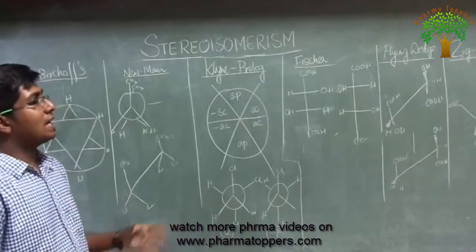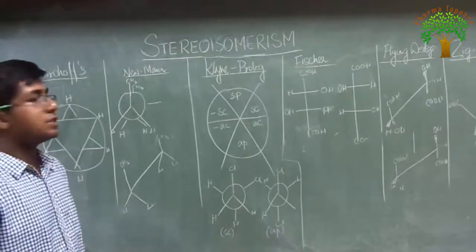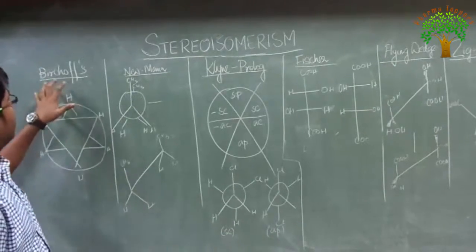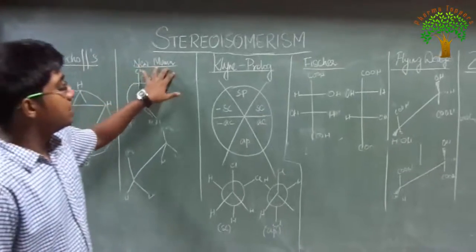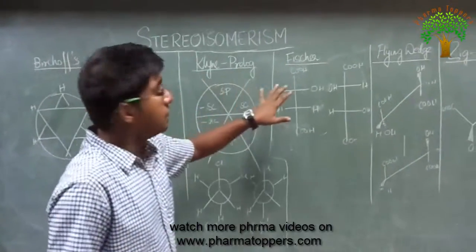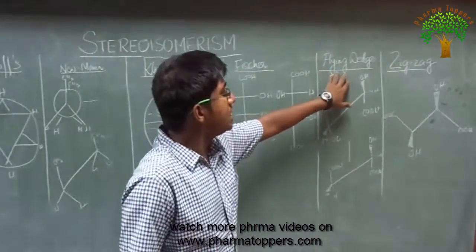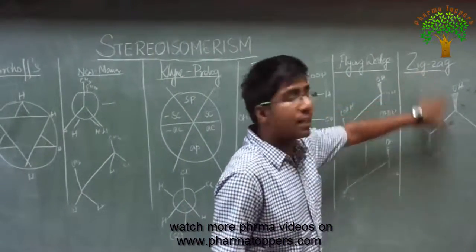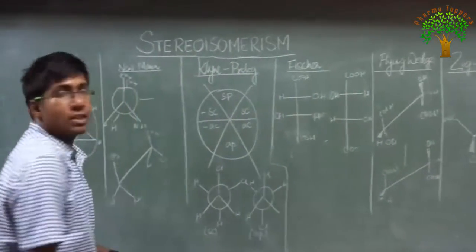Various projection formulas can be used to write stereoisomers. These include Birkhoff's rule, the Newman projection, the Klyne-Prelog rule, the Fischer projection, the flying wedge conformation, and the zigzag conformation. Okay, now I'll come to each of them one by one.